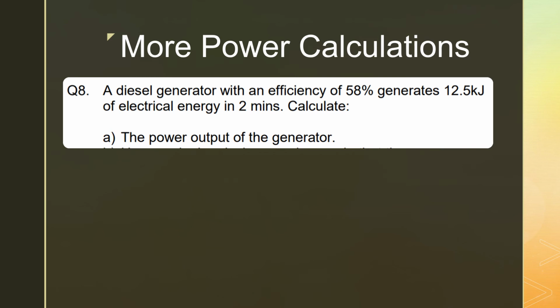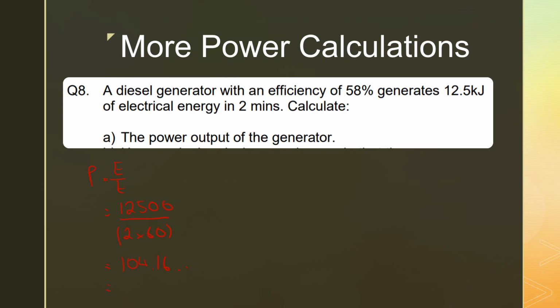So we're just going to go ahead with our power calculation. We're going to say P is equal to E over T. This is going to be equal to 12,500 divided by, now don't forget this needs to be in seconds, so it's 2 times 60. And in my calculator, 12,500 divided by 120 is equal to 104.16 dot dot dot.